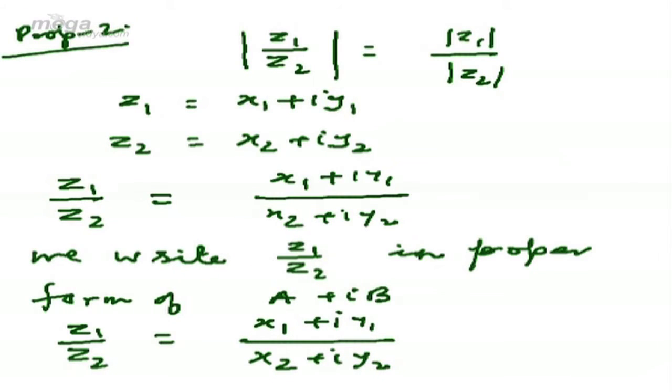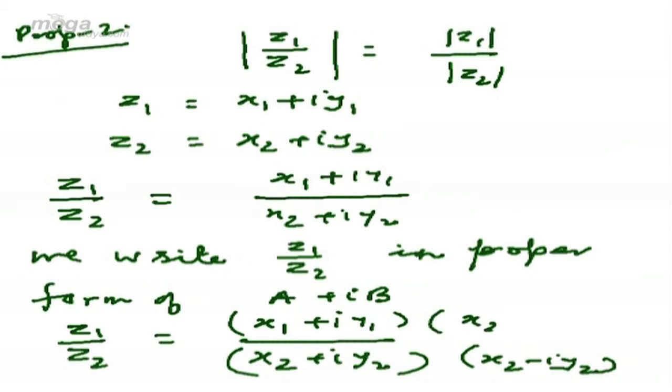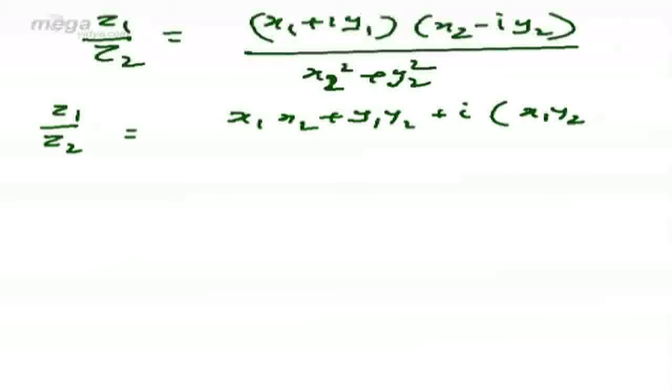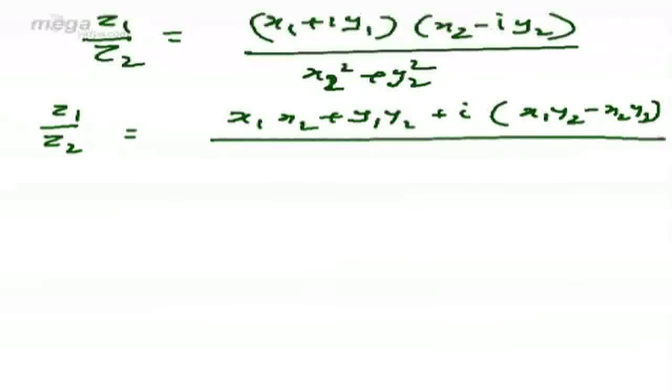We rationalize the denominator, so we multiply x2 minus iy2 in numerator as well as in denominator. So z1 by z2 is equal to x1 plus iy1 into x2 minus iy2 divided by x2 square plus y2 square. Now z1 by z2 will become x1 x2 plus y1 y2 plus i times of x1 y2 minus x2 y1 divided by x2 square plus y2 square.